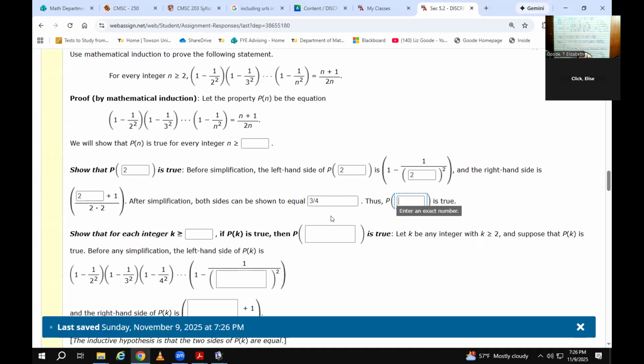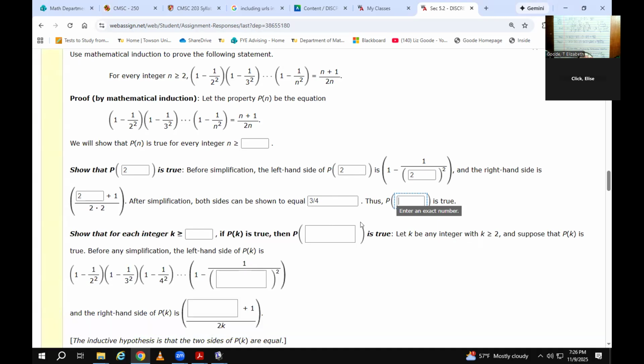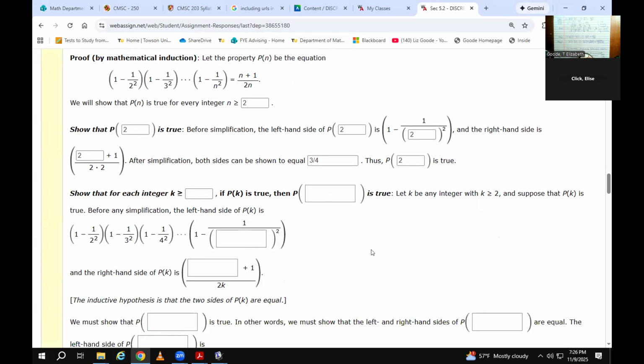And then, thus, P of 2 is true. That's right. That's our basis step. And then for the next part, I show that for each integer k greater than or equal to 2, that P of k is true, then P of k plus 1 is true. Yeah, you missed a word. You missed an important word.